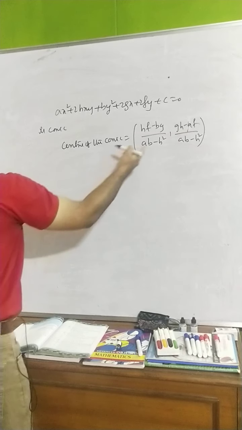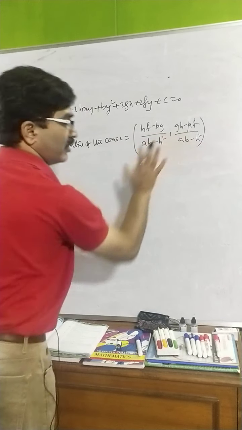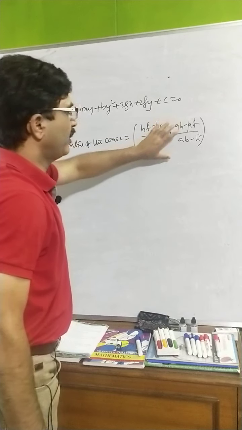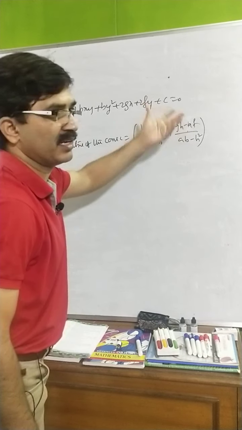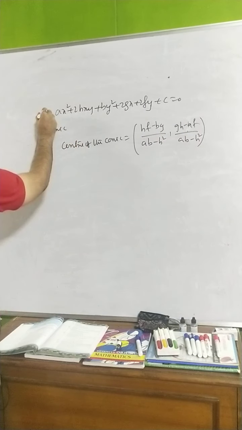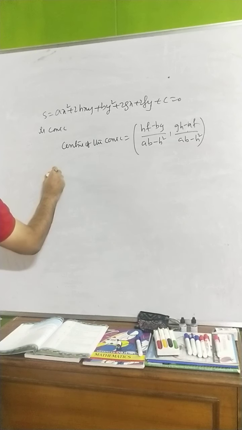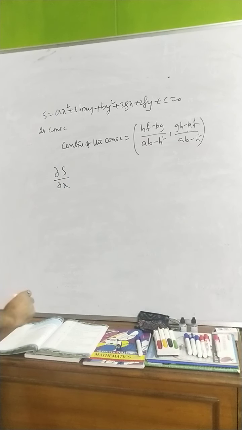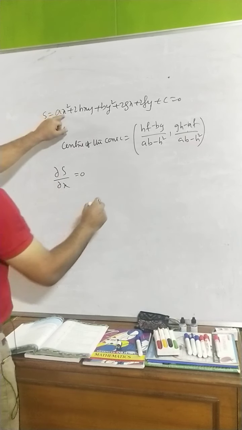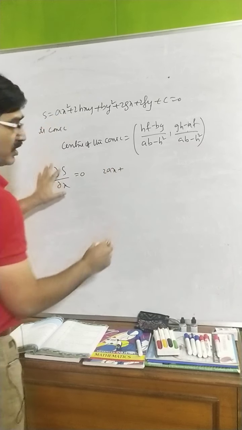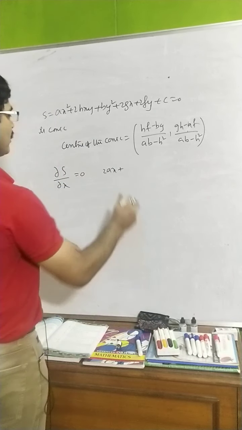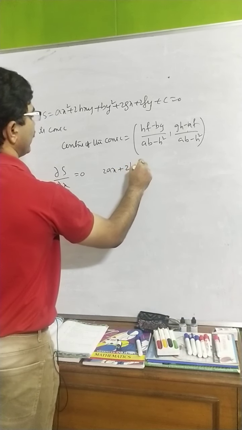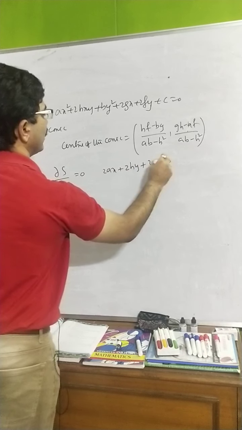Now the question is, suppose you forgot this equation. We may have a doubt about this, whether it is gh minus af or ga minus af. If you have a doubt, don't worry, you treat this as S. What I am saying here is dou S by dou x. You differentiate this equation with respect to x and equate it to 0. You see this 2ax, partially. This is the meaning of this one: differentiate partially with respect to x. That means y is constant. So now 2hy we are getting and 2g we are getting like this.